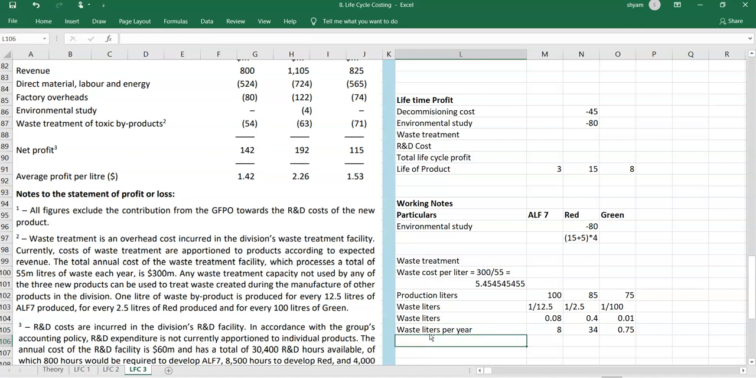So what is the waste cost? Okay, we'll find out the waste cost per year, that we have to find. So before finding it out, we'll first put the waste cost per liter. So that's nothing but this number. It is going to be 5.454. It's going to be the same across here. So it's 8 liters into this one.